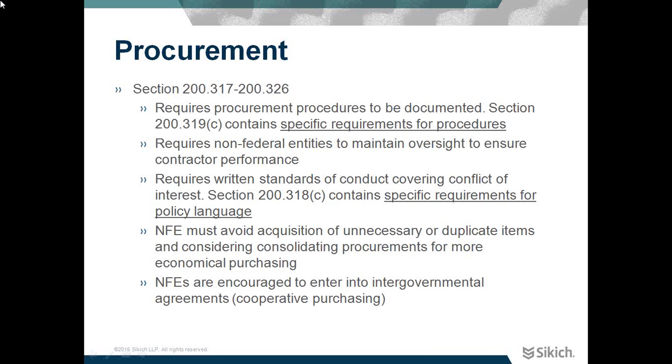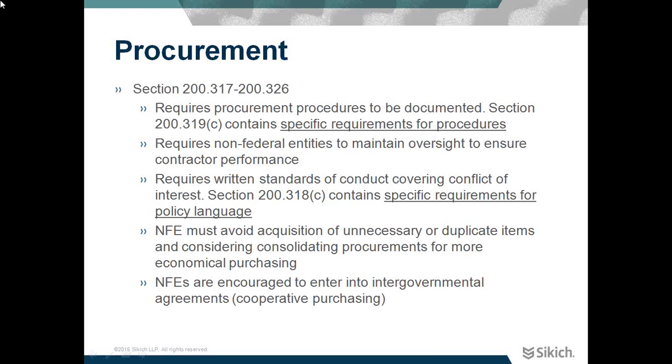The next section, we'll start to talk more about some of the Subpart B, the post-federal award requirements. One of the big changes, of course, the big areas would be in the procurement area. Procurement falls under several sections, actually. It starts in around 200.317, but it goes all the way to 200.326. There are some specific requirements as far as those procedures go.